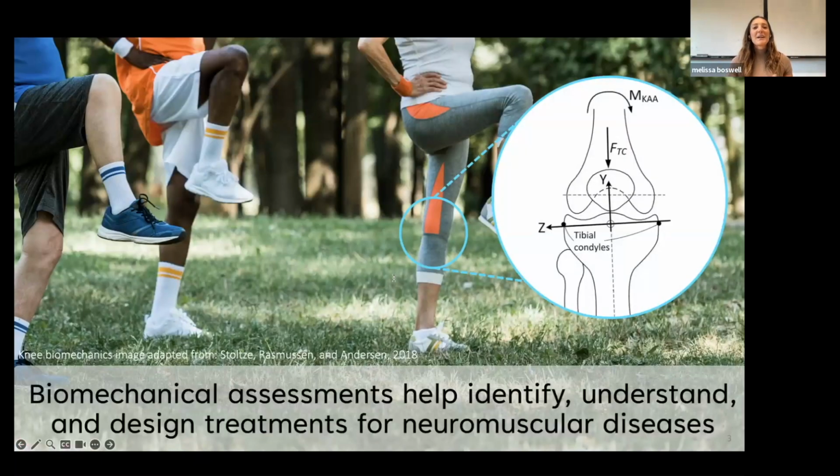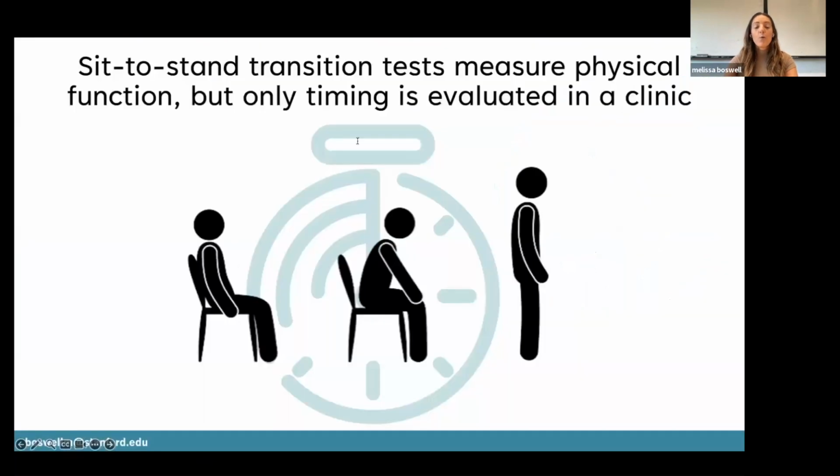So as many of us know, assessing one's biomechanics can help us to identify, understand, and design treatments for diseases and disorders that affect movement. One movement that is particularly indicative of one's physical health status is the sit-to-stand transition. And sit-to-stand transition tests are widely used in clinics to test physical function by measuring the time it takes to complete the test with a stopwatch.